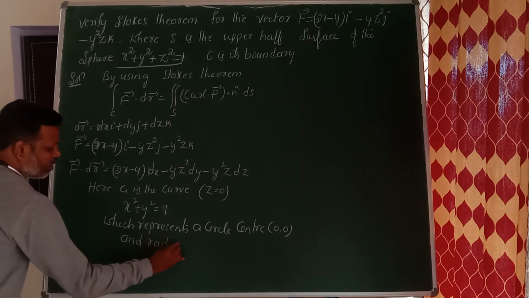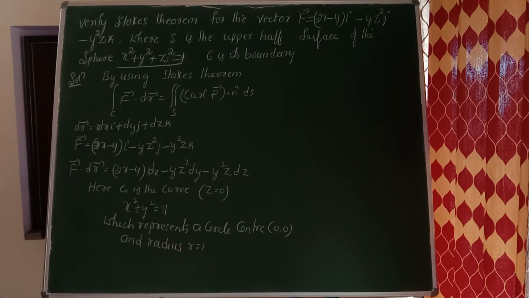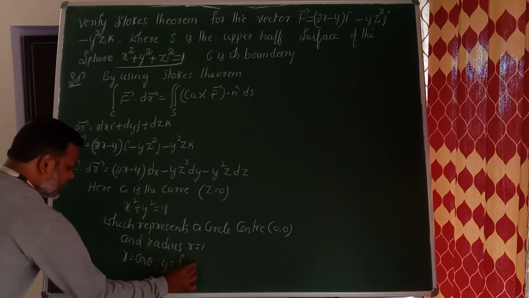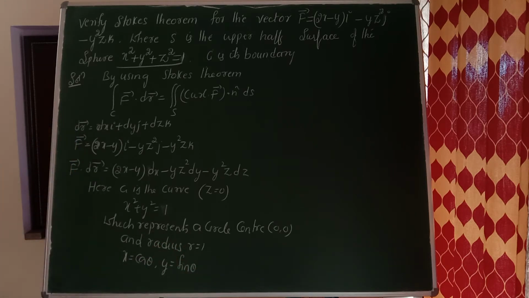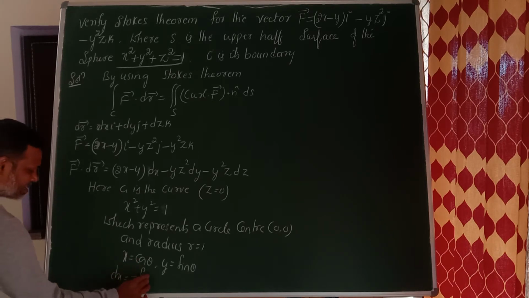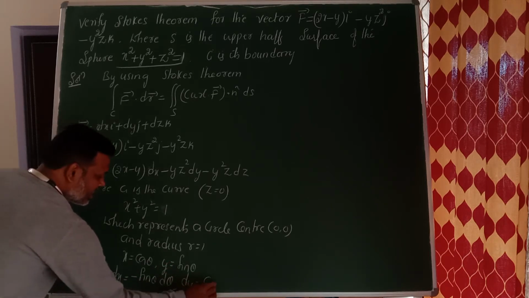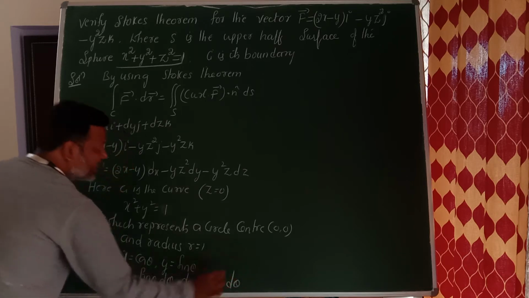Now we have to write the parametric equation. Since the sum of squares should be equal to 1, we have the property sin squared theta plus cos squared theta is equal to 1. So x is equal to cos theta and y is equal to sin theta. Always the x coordinate is taken in terms of cos and the y coordinate in terms of sin. Now if you differentiate this, dx is equal to minus sin theta d theta, and dy is equal to cos theta d theta, since it is a parametric equation.